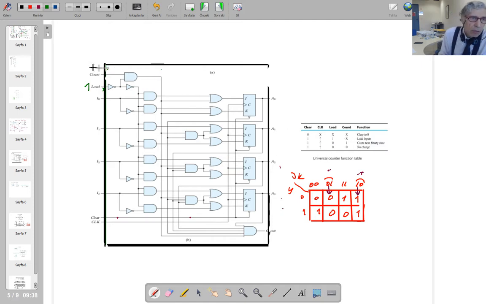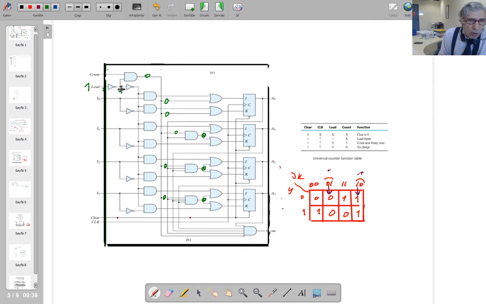When loading, count is not important. We see how it is not important now. When load is 1, output of this NOT gate is going to be 0 here. So this AND gate output, whatever the count values, is going to be 0. So that means this is going to be 0. That's going to be 0. So that is going to be 0, isn't it? Because that is 0 coming here, and that is 0. So this is an AND gate, so the output is 0. So this too is going to be 0, whatever the other inputs are. And that's going to be 0.